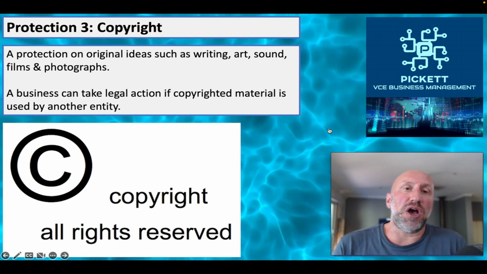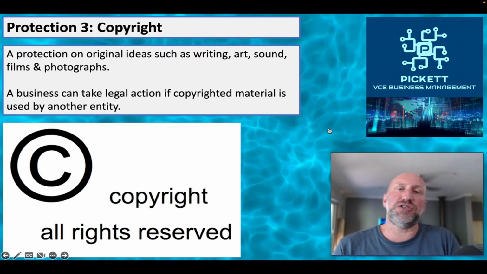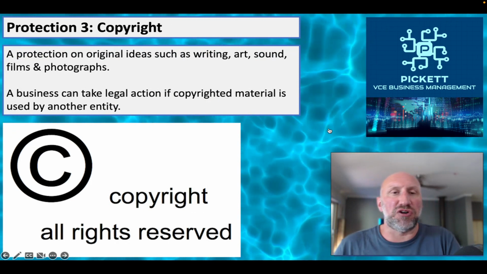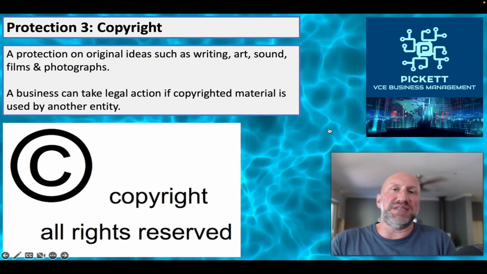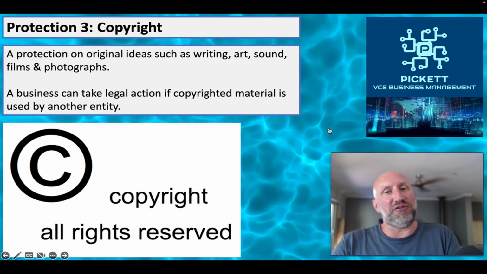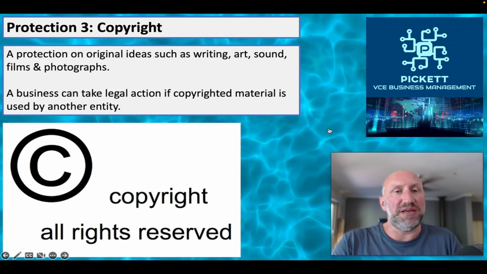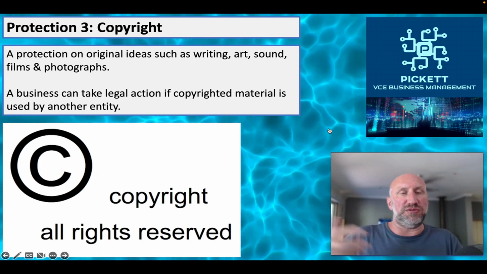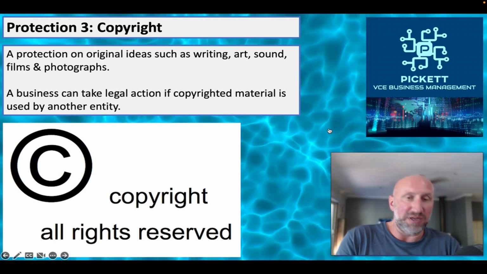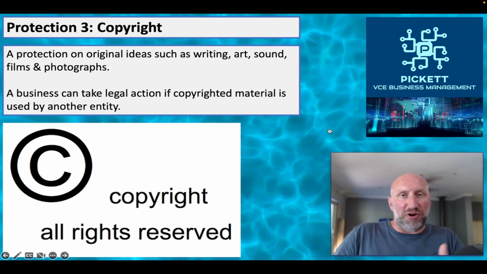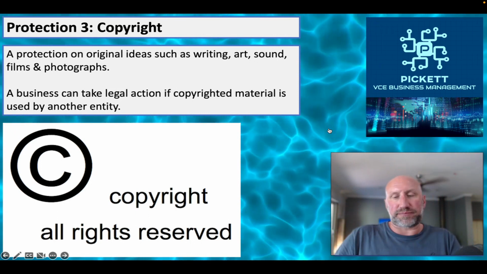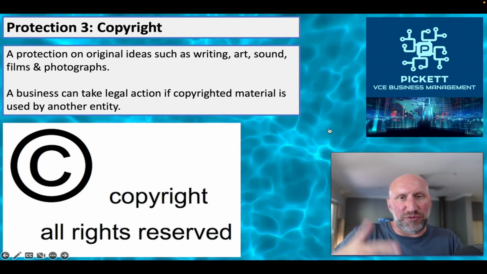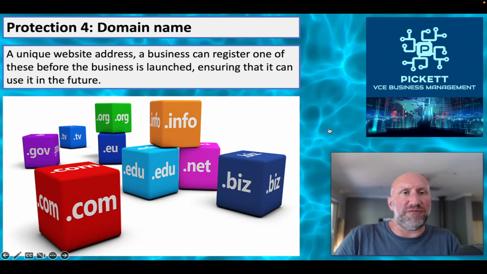Protection 3 is a copyright. So this is to do with the arts, writing, art, sounds, film, photographs, that sort of thing. And this is where a business can take legal action if any of their copyrighted material is used by another entity. So when you're running a business, you can't just go play whatever music you want, because then you could be sued for copyright. You need to go through a proper process. So yeah, copyright is to do with the arts, quite a specific one. So it's not going to apply to many businesses, but if you're involved in that sort of stuff, that could be a really key one for you.